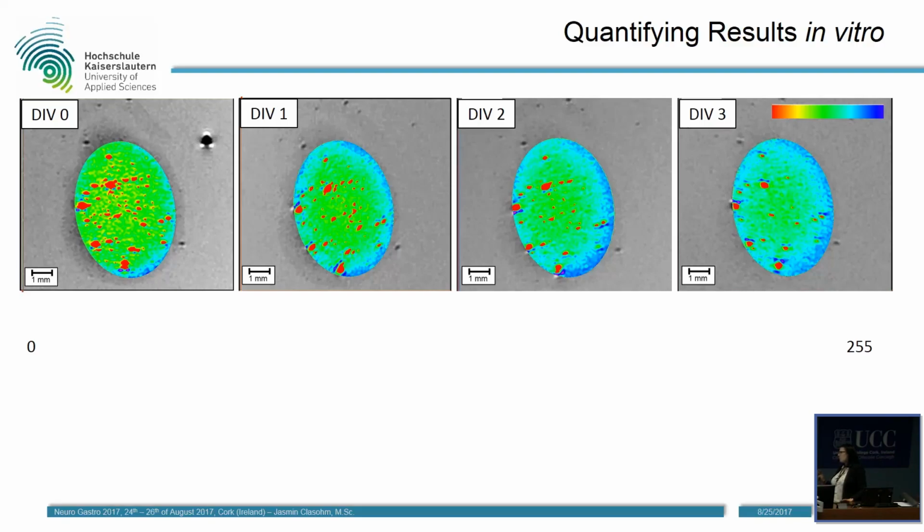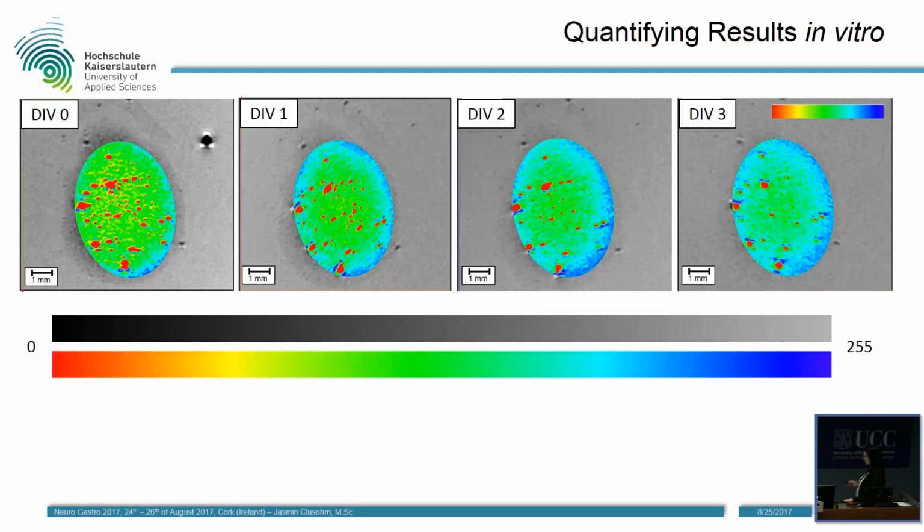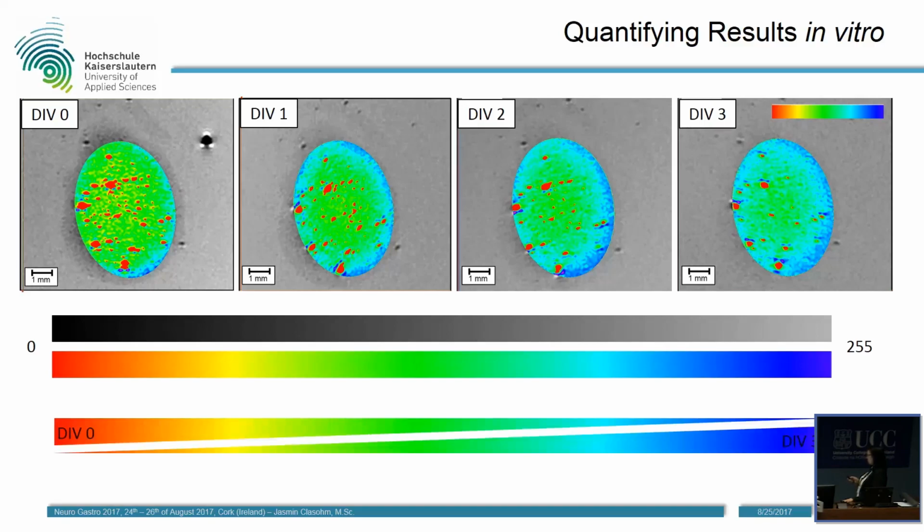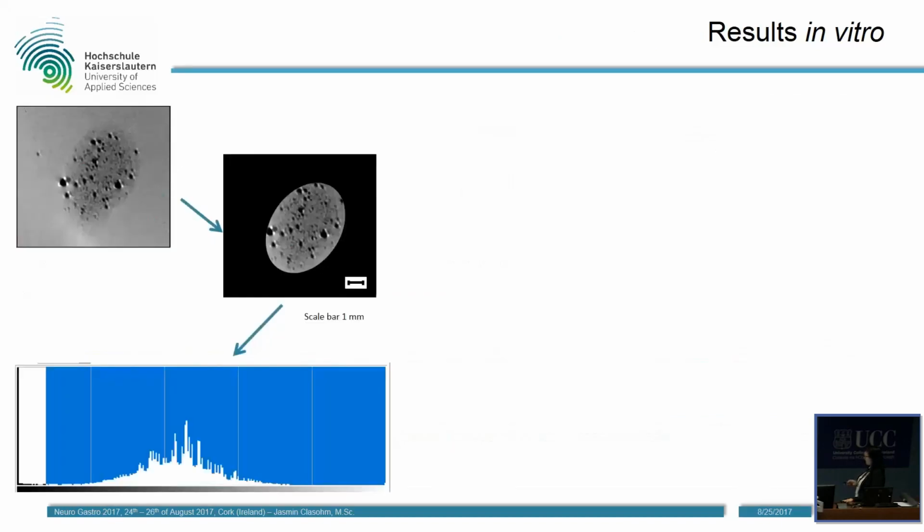To make it for the quantification, we are used to using the grayscale histogram, but to make it more clear, I translated it to the RGB spectrum. What we can conclude from this picture is that the high density of nanoparticles, which are shown here in red, or usually in the MRI images in black, are getting less in number and smaller in size during the days in vitro. Okay.